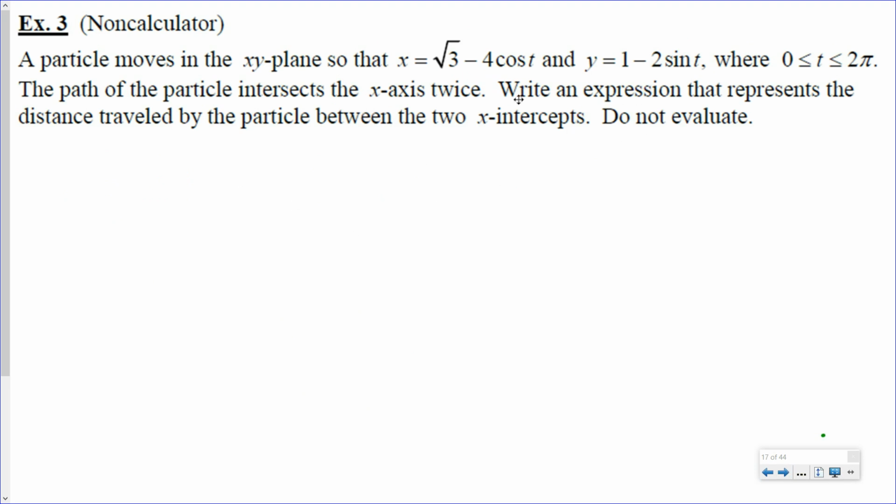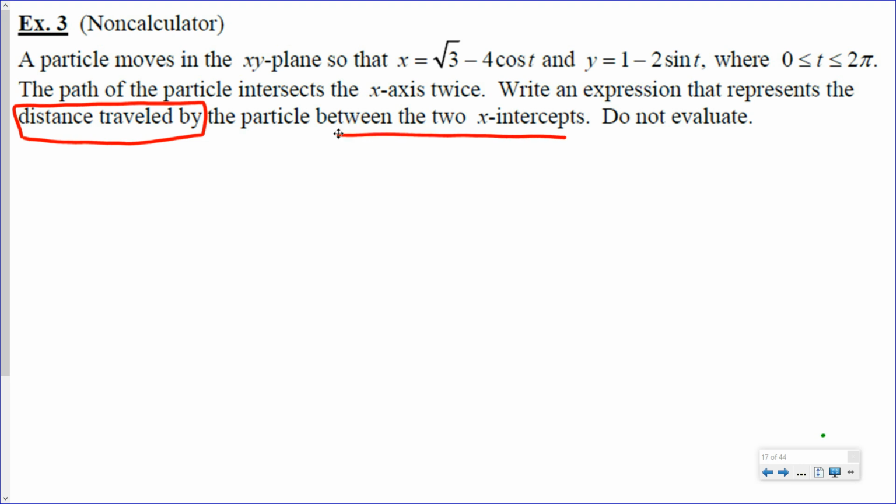All right. Number 3 says. Students have a lot of trouble with this, but I think it's just because you're not drawing the picture, okay? A particle moves in a plane. You have x and y, which is nice, parametric equations. T moves between 0 and 2 pi. The path of the particle intersects the x-axis twice. Write an expression that represents the distance traveled between the two x-intercepts. So distance traveled is what I want, between two x-intercepts.